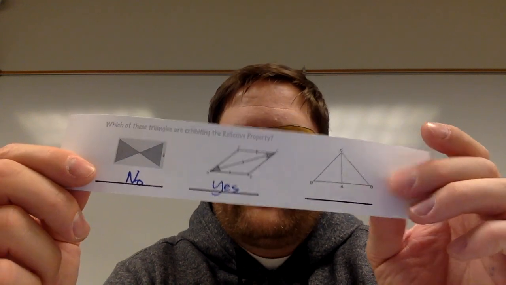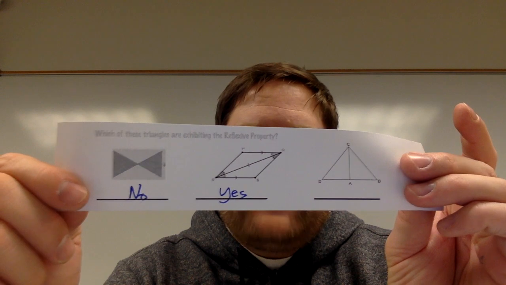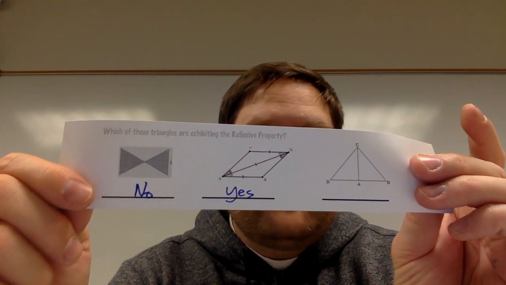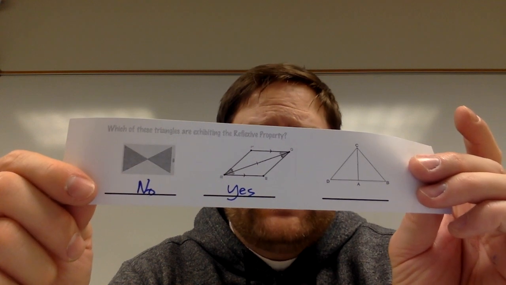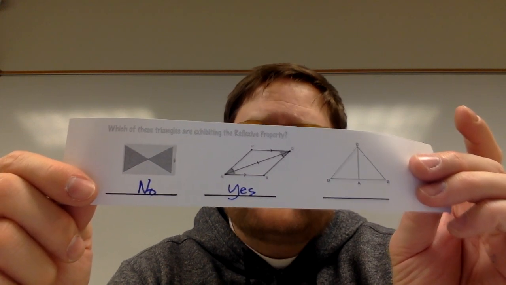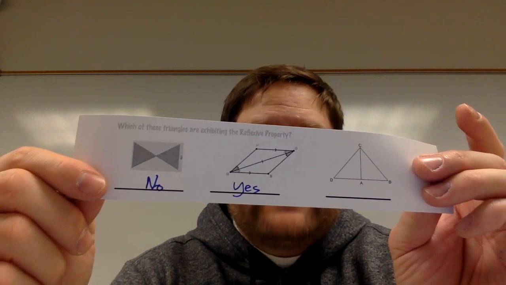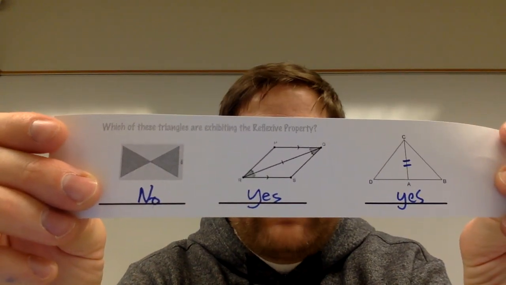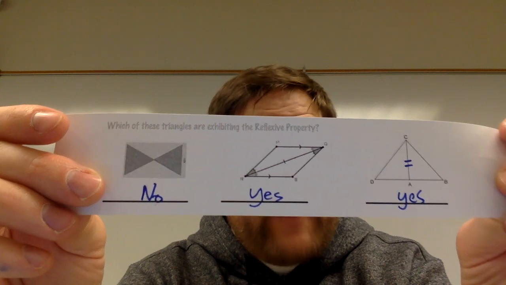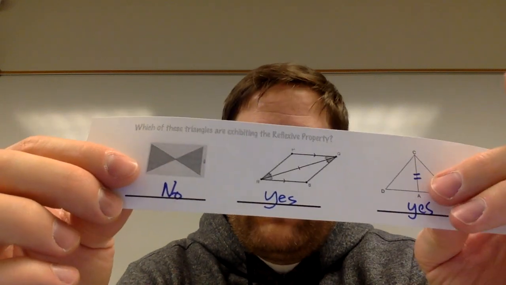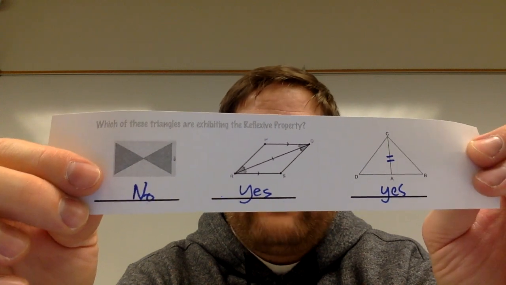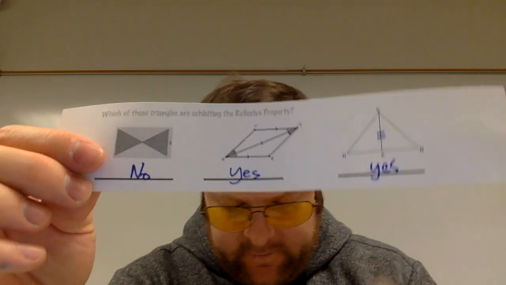Now, looking over here at this last triangle, if you think they share a side, I want you to put a tick mark, or two tick marks, on that shared side. I also want you to write the word yes if you think that the reflexive property is demonstrated. If you don't think it's demonstrated, write the word no. Boom! If you wrote the word yes, you're right. It demonstrates the reflexive property, and it shows that both of these triangles share a side, and therefore it's congruent on both triangles. Let's take a look at the next set.